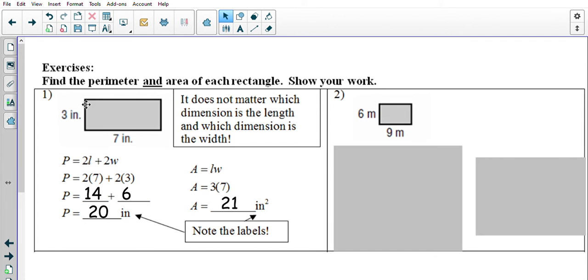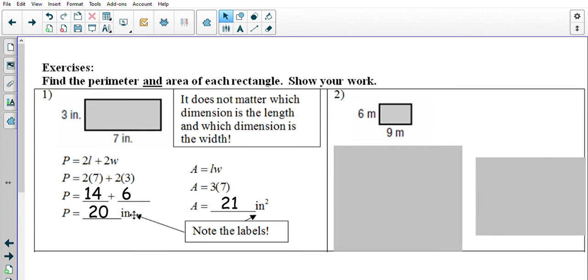So our first rectangle has dimensions 3 inches and 7 inches. So if the perimeter is 2L plus 2W, I let L be 7 and W be 3, although again, it doesn't matter. So I replaced L with 7, I replaced W with 3. I did 2 times 7 plus 2 times 3. We do have some blanks to fill in here. 2 times 7 is 14, 2 times 3 is 6. 14 plus 6, of course, gets us a perimeter of 20.